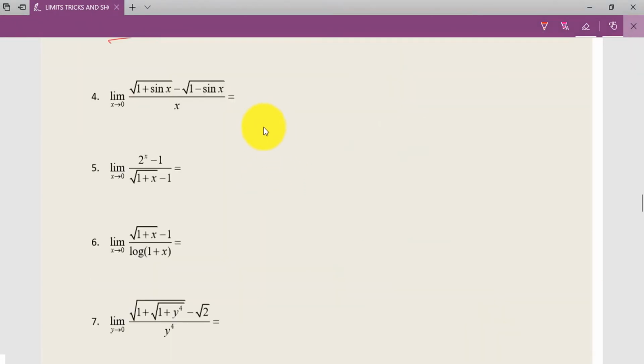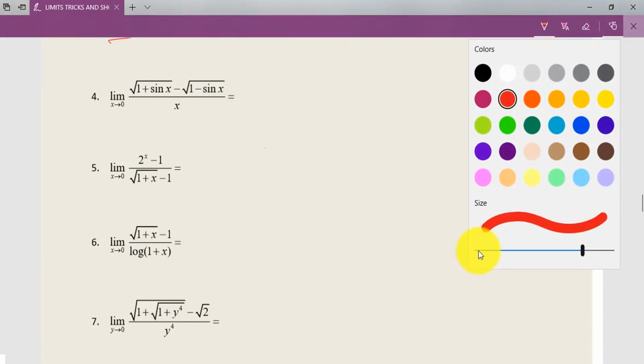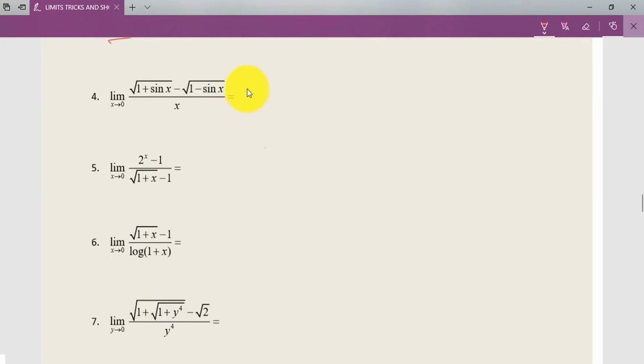Now this fourth problem you can take as homework, right? It is very simple. Now coming back to the fifth problem, and see here, the observation is always x tends to 0, and here it is y tends to 0, depending upon the problem. Now let me solve this fifth problem for you.